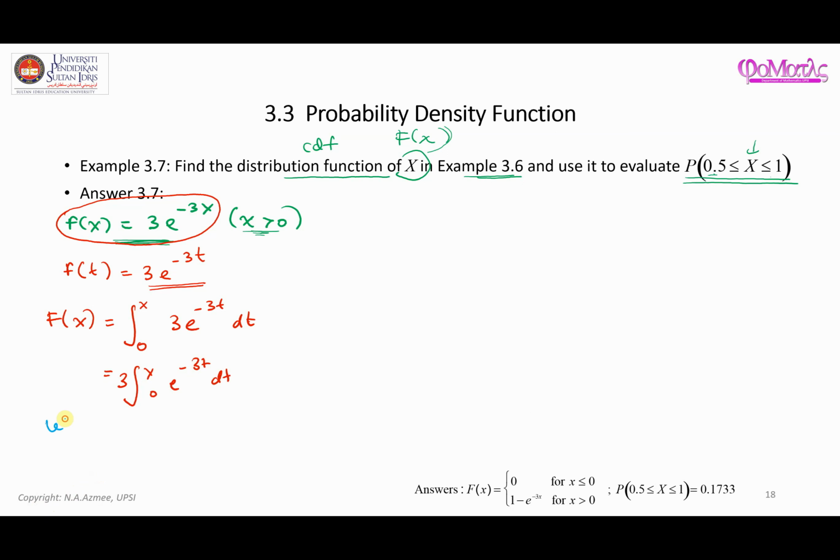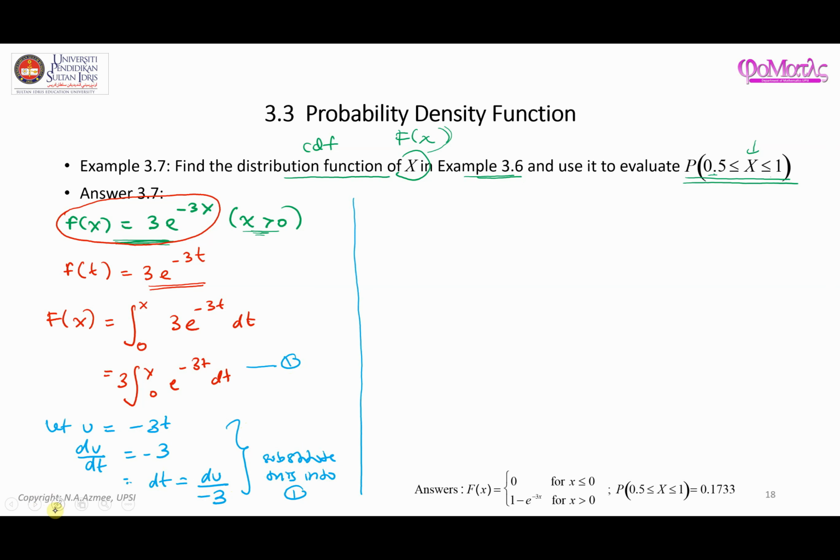We can let u be equal to negative 3t, therefore du/dt is negative 3, and therefore dt is du over negative 3. We're going to substitute this into this equation. I'm going to call this equation 1. What we're going to do next is just continue.